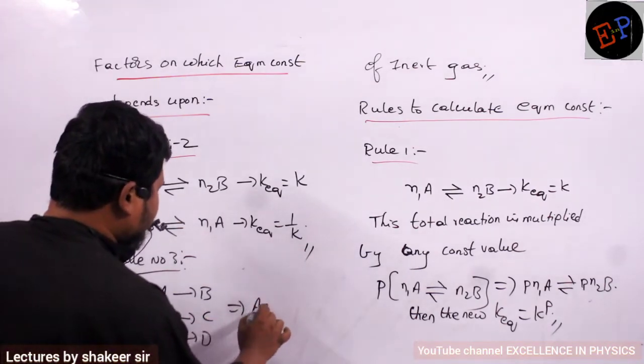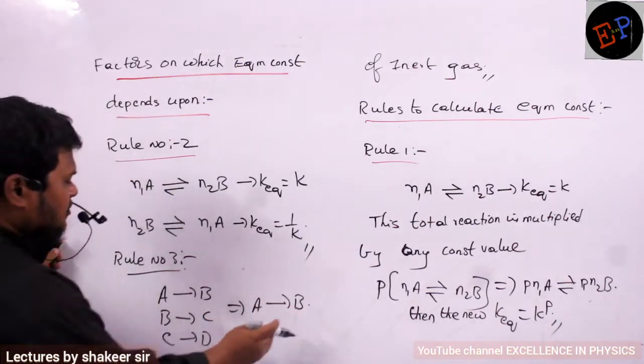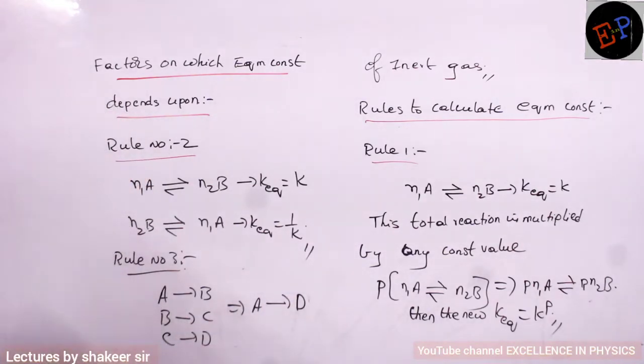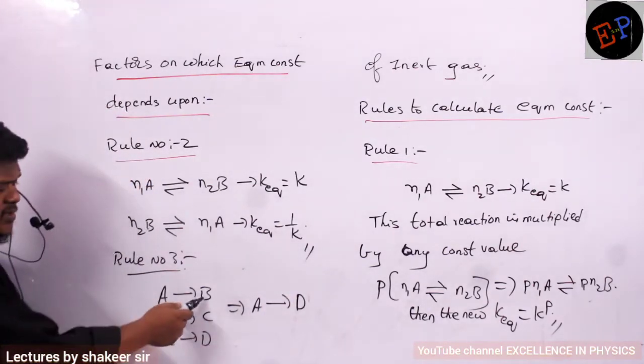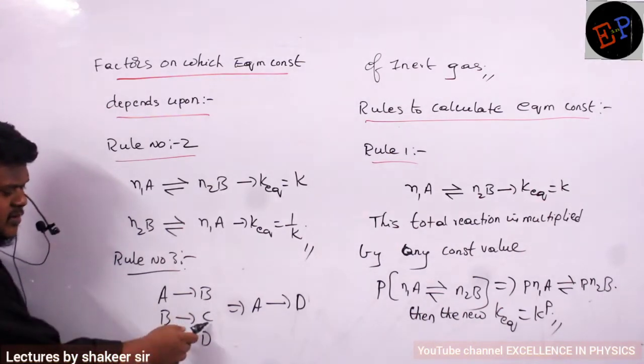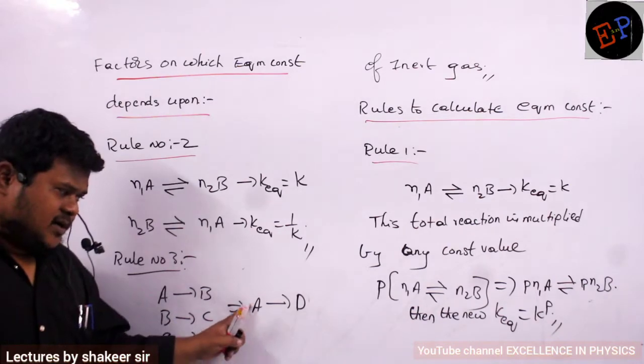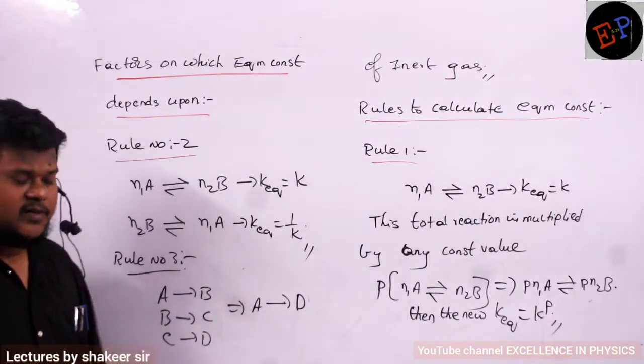Finally, I can say that A is converting into D. This is what is happening, no? So A gives rise to B, B is reacting with something to give C, C is reacting with something to give D. So finally, A is the reactant and the final product is D in this condition.